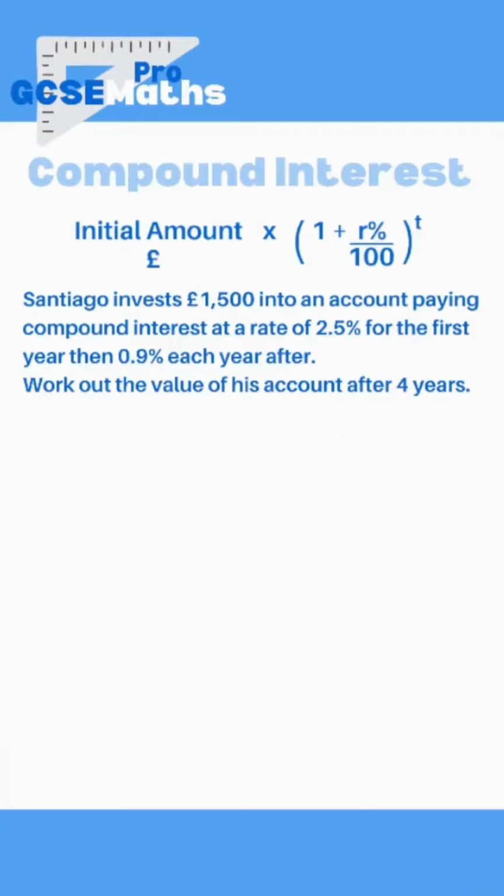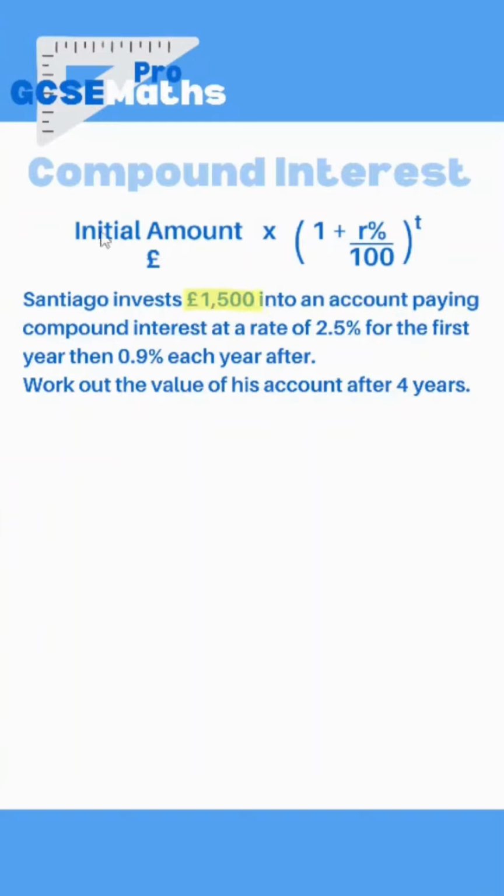Santiago invests £1,500 into an account paying compound interest at a rate of 2.5% for the first year, then 0.9% each year after. So we have a split interest rate here. Work out the value of his account after 4 years. So even though we have two different interest rates, we're still looking for those three different pieces of information.